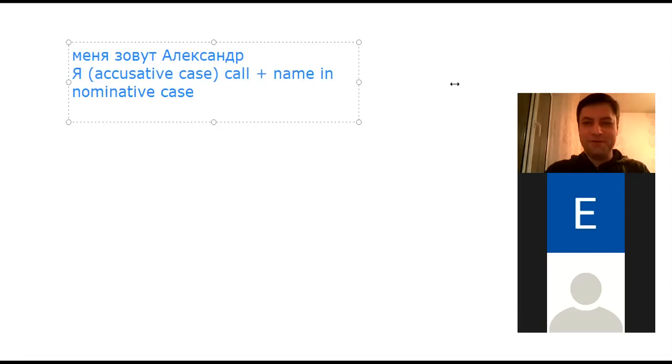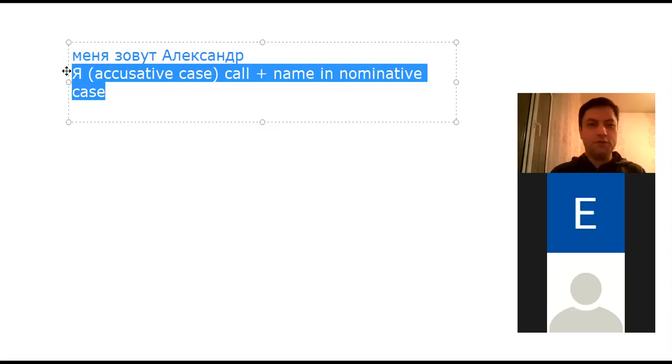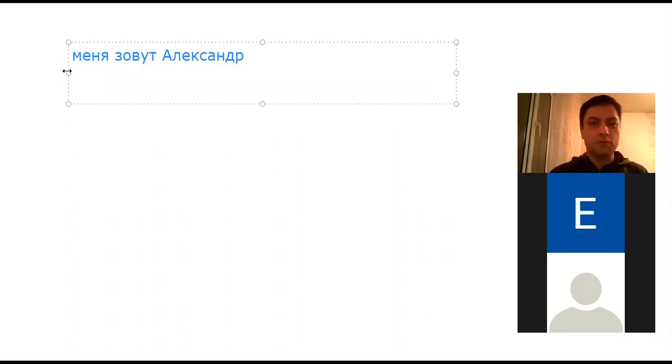What is the accusative case? The accusative case is often used with objects. However, we will not go into details on what the accusative case is. The only thing you need to know at the moment is that the personal pronouns in the accusative case look the same as they look in the genitive case.